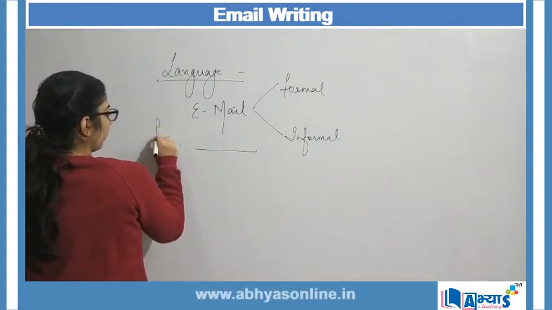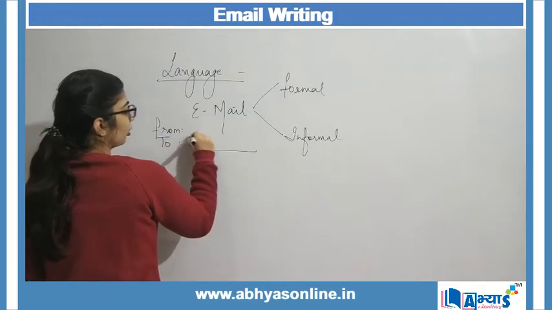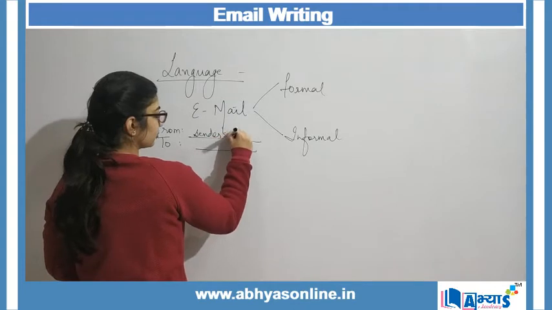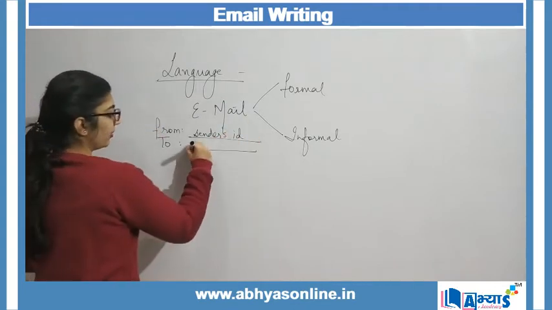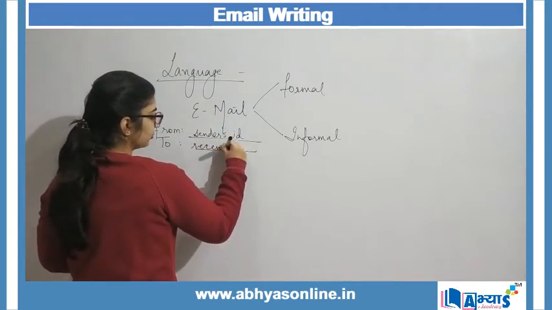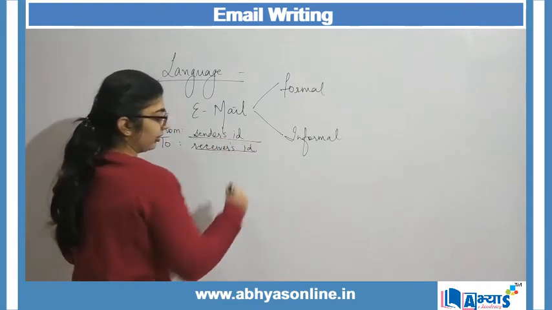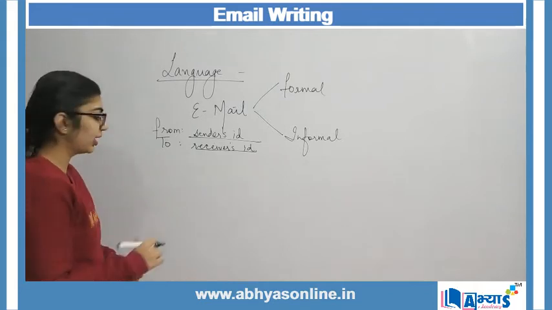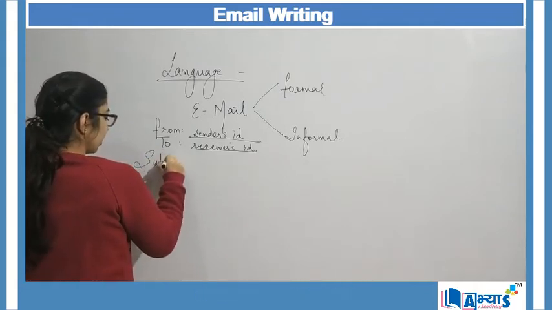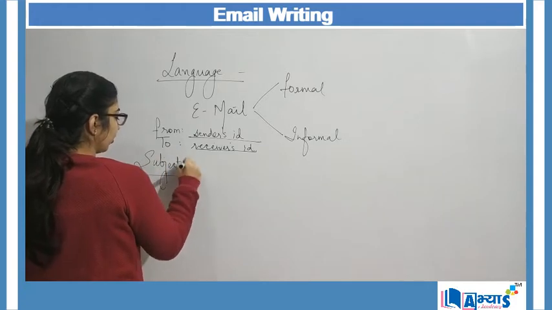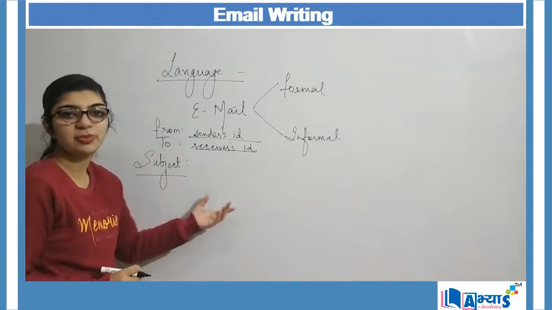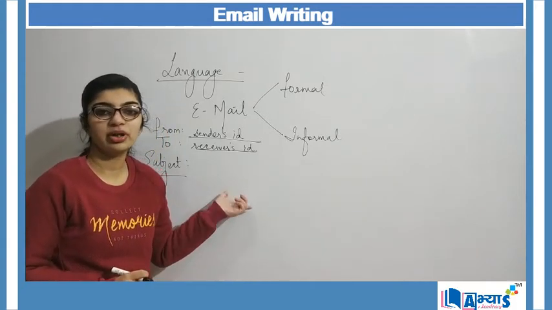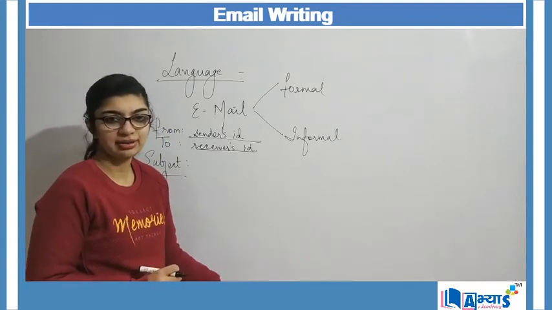It starts from, your email ID, that is the sender's email ID, and to will be the receiver's email ID, right? This is the format of your email. After from and to, we come to subject. Similar to your letter writing, there should be a subject which should be mentioned according to the topic or according to the issue for which you are writing the email.